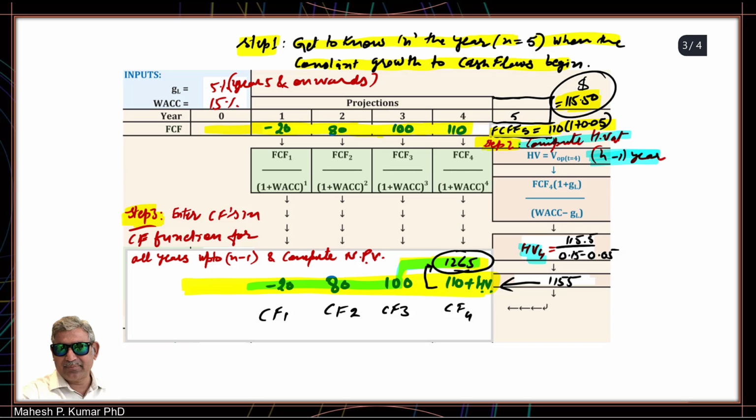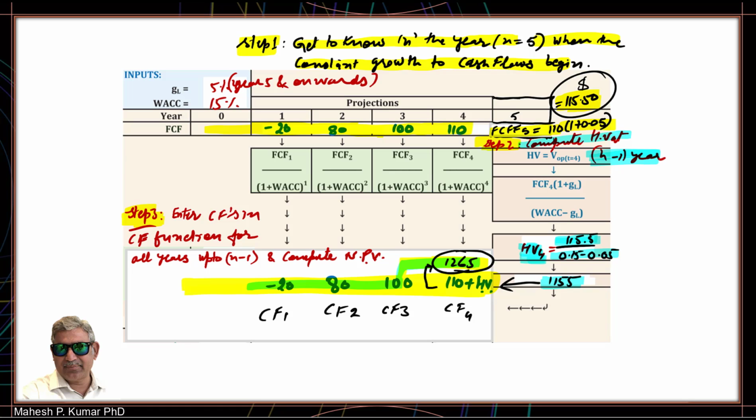So at the fourth year, what is the value of the firm? That is what we are trying to calculate here. Cash flow of the fifth year would be taken in the numerator, which is 115.5, and in the denominator we will have WACC minus g. WACC is 15% and the growth rate is 5%. So when we do these numbers, we get this horizon value of 1155.